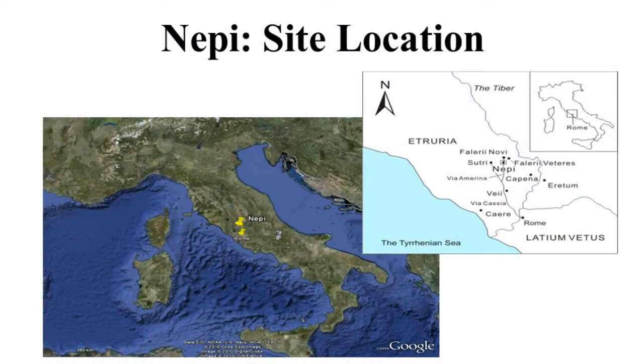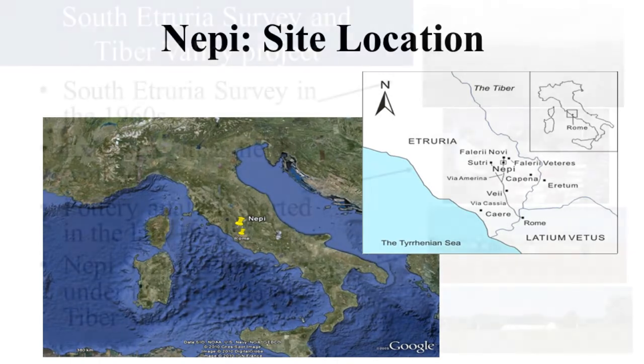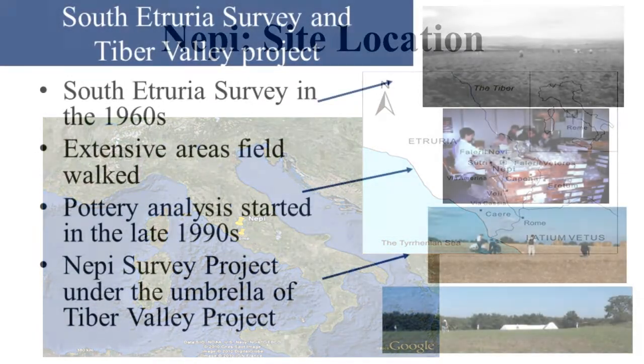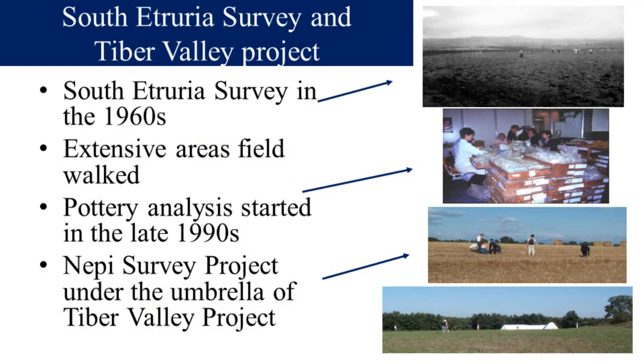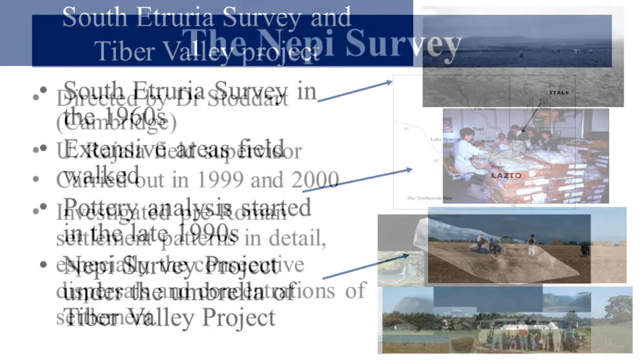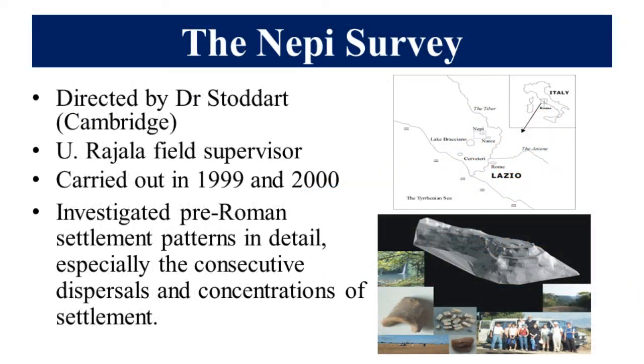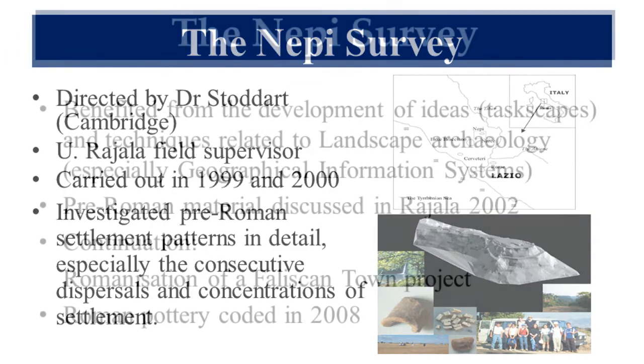And our site is here in central Italy, north of Rome, about 45 kilometers. The original field work was done under the umbrella of the Tiber Valley project as a continuation of the South Etruria survey. It was directed by Simon Stoddart, but I was a field supervisor in 1999 and 2000, which feels like prehistory now. And the emphasis was in studying pre-Roman settlement.